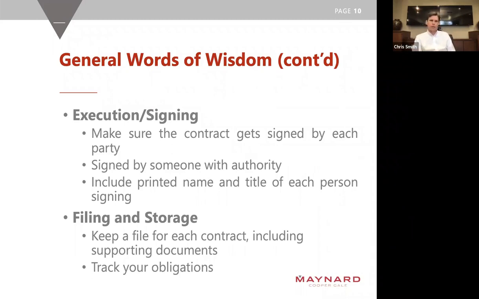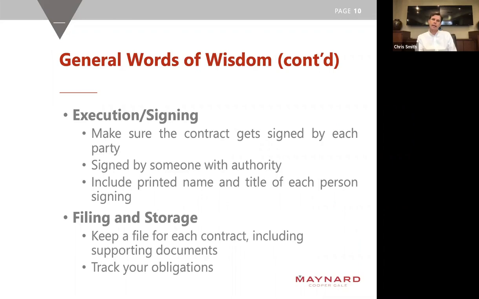Filing and storage. You want to keep a file for each contract, including supporting documents, and you want to have a system in place that helps you track whatever your contractual obligations are. Keeping the file goes back to if someone's unfamiliar with the contract, just having backup information that shows how you got to the point of signing the contract. And then tracking your obligations. It can be easy, once you get to the finish line of negotiating a contract, to just throw it in the file and forget about it.